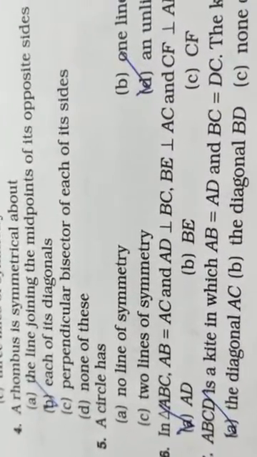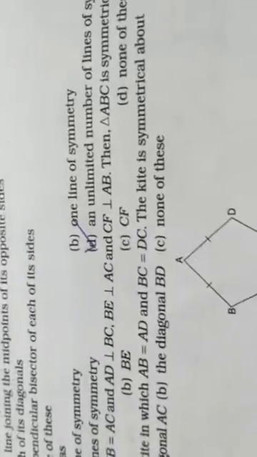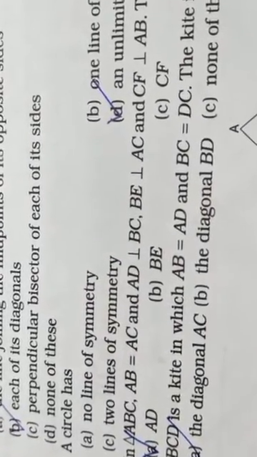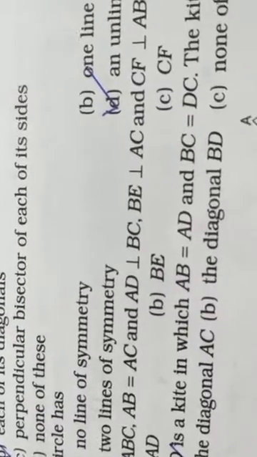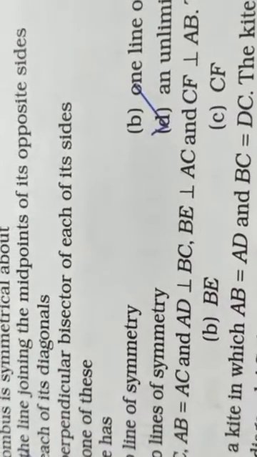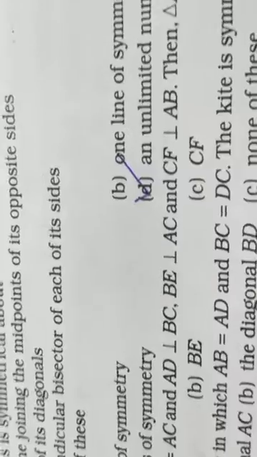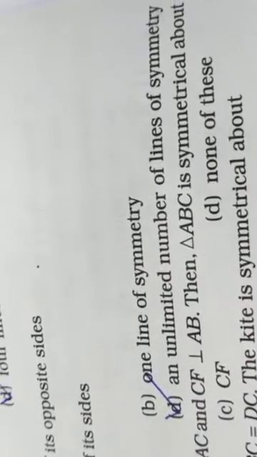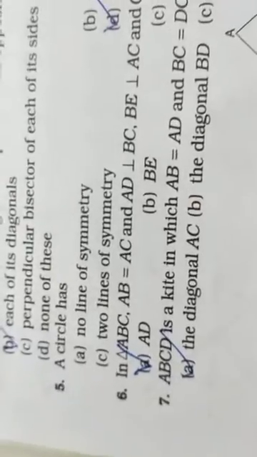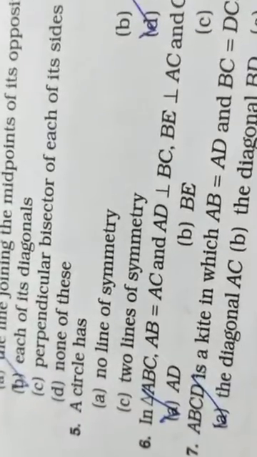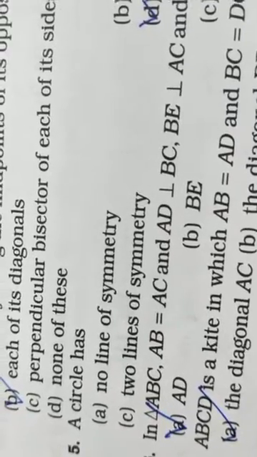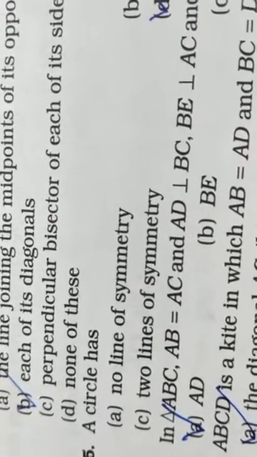Then in triangle ABC, AB is equal to AC. That means the triangle is isosceles, and AD is perpendicular to BC, BE is perpendicular to AC, and CF is perpendicular to AB. Then triangle ABC is symmetrical about AD. Why? Because this is an isosceles triangle. Getting? Because the triangle is isosceles.